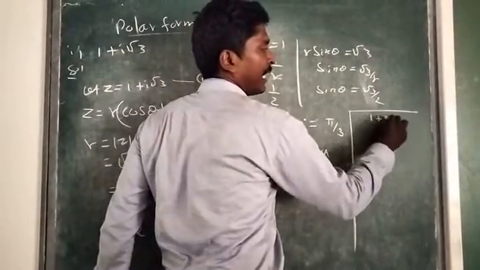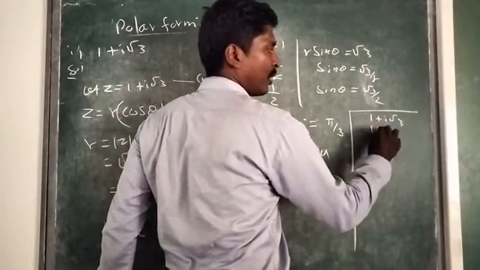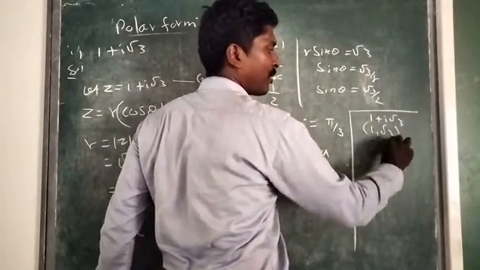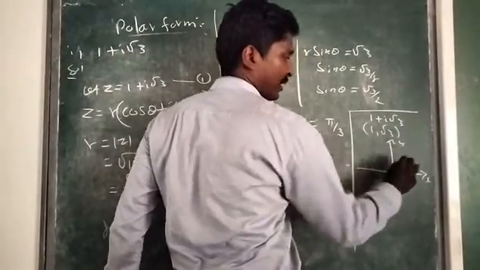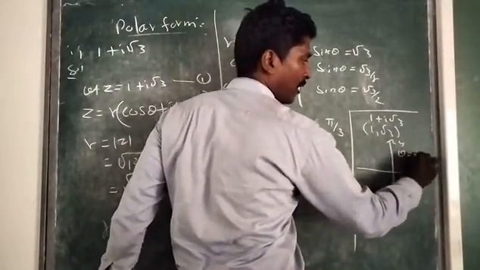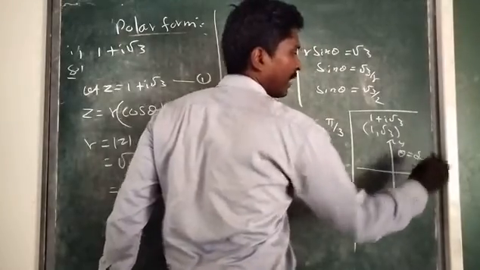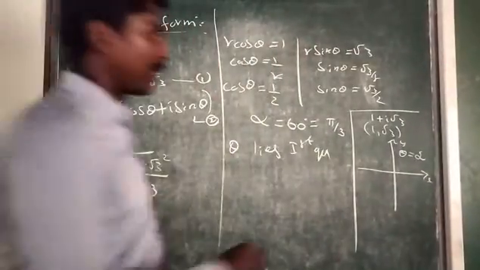So 1 plus i root 3, that is (1, root 3). Both values are positive. Please remember that condition here. First quadrant: theta equal to alpha. It's a very important concept. First quadrant, theta equal to alpha.